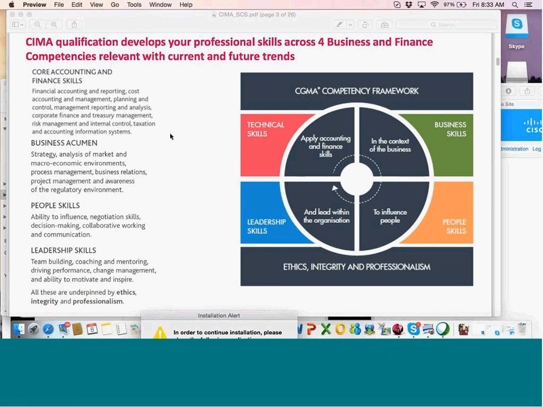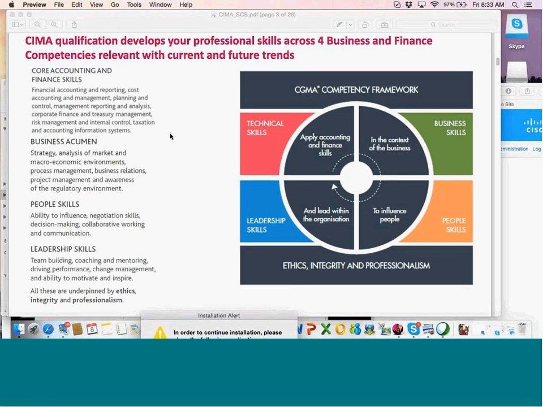Okay, so it does not matter who you are. With your exam, you have to assume the role of a very senior business finance manager advising the board. Right, this is the core.